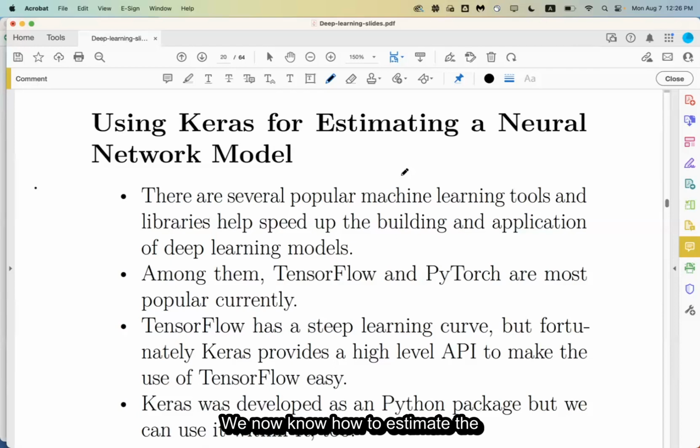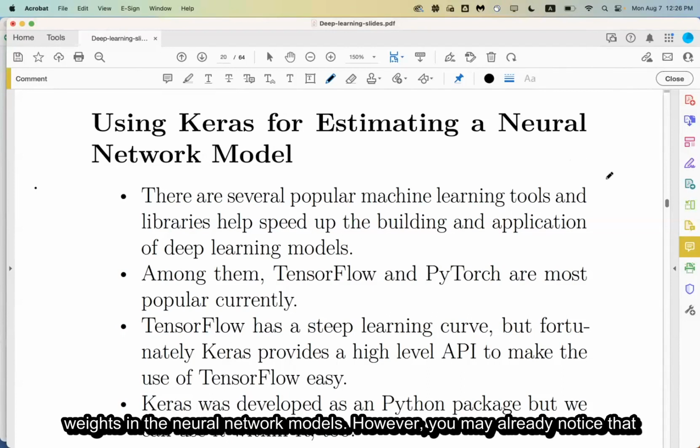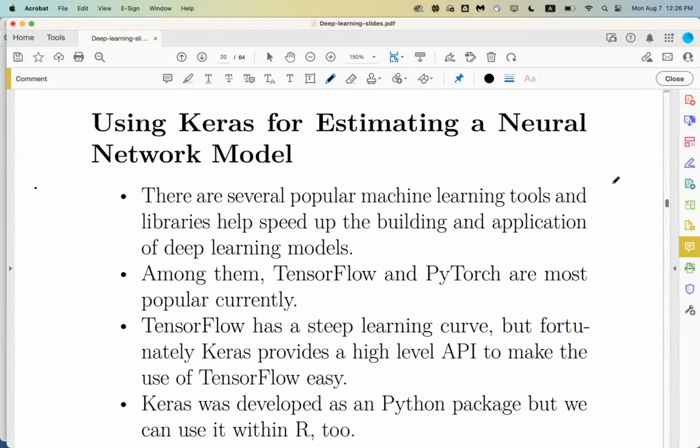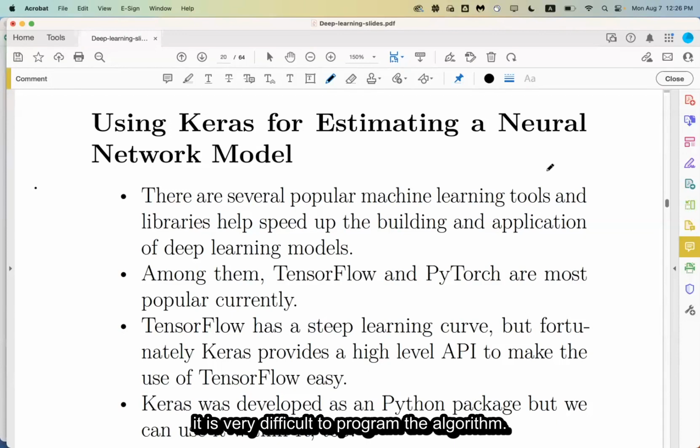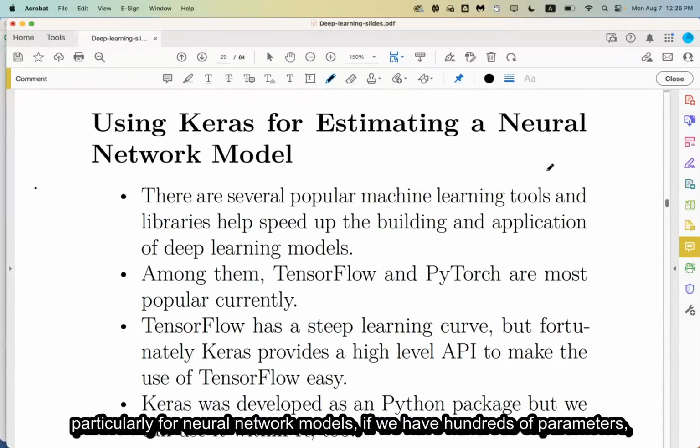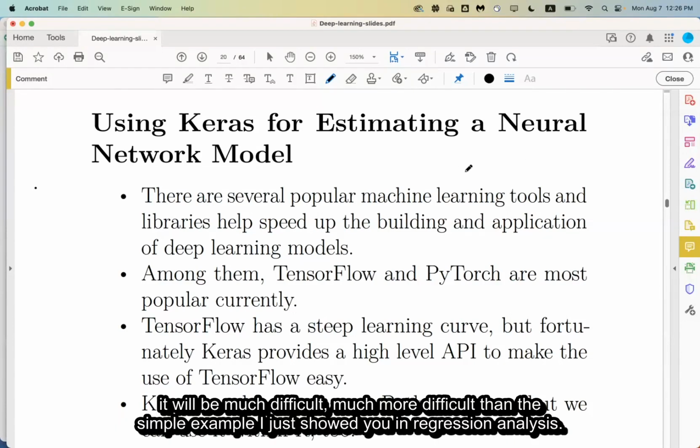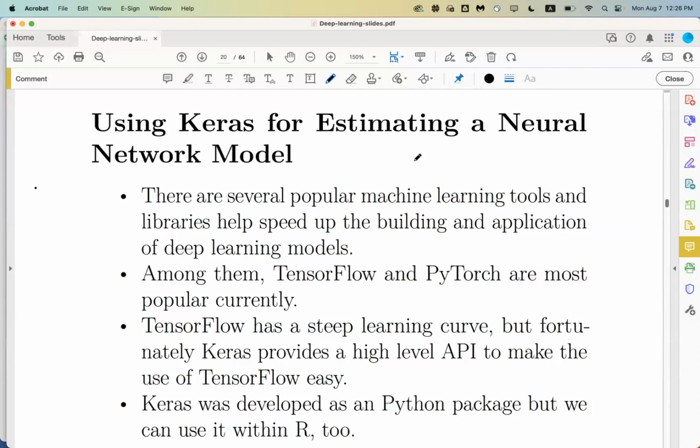We now know how to estimate the weights in the neural network models. However, you may already notice that it is actually difficult to program the algorithm. Particularly for neural network models, if we have hundreds of parameters, it will be much more difficult than the simple example I just showed you in regression analysis.